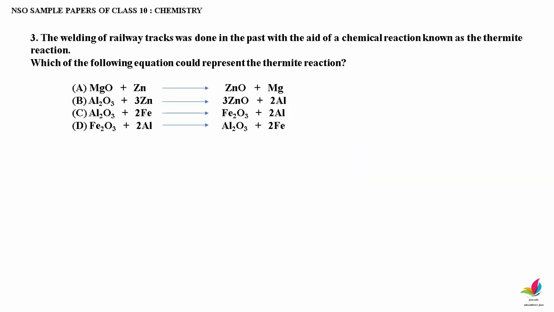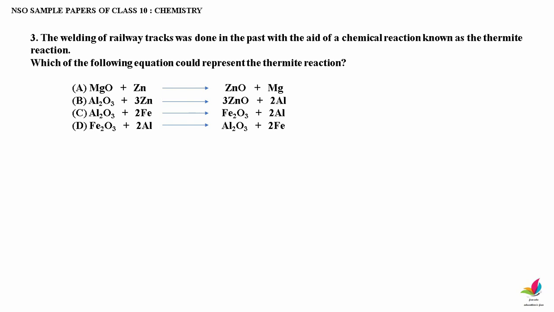So let's move on to the third question. In the third question, you can see the welding of railway tracks was done in the past with the aid of a chemical reaction known as the thermite reaction. Which of the following equations could represent the thermite reaction? The 4 options are given below.